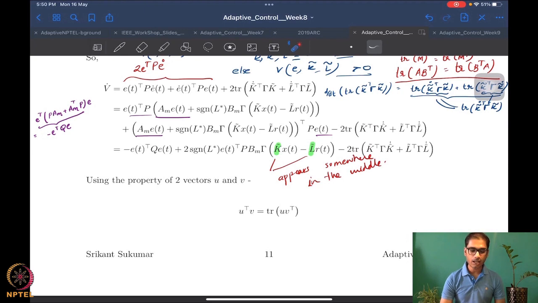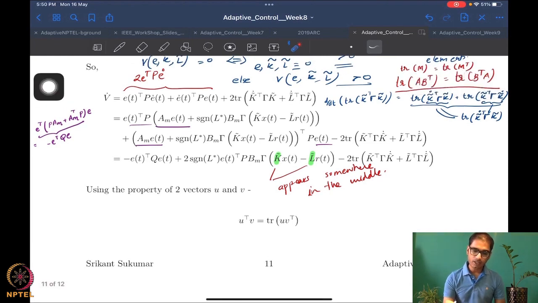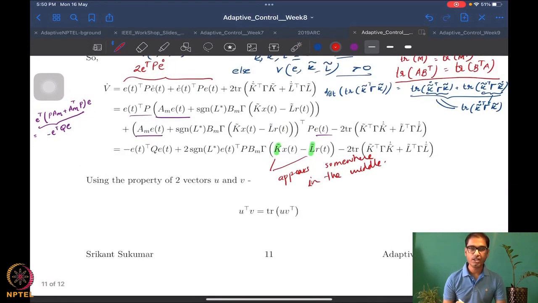Well, we use nice tricks from the trace properties. Okay, so this is where we see another trace property. So we already know this, that trace of M is trace of M transpose, and trace of AB transpose is trace of B A transpose. In fact, from these two, I can derive this. Okay, so here we are saying that trace of U transpose V, where both U and V are vectors, is the same as trace of U V transpose. So basically, if you have vectors of the same dimension, so U and V have to be vectors in some R^k, the same dimension. Otherwise, inner product is not defined.